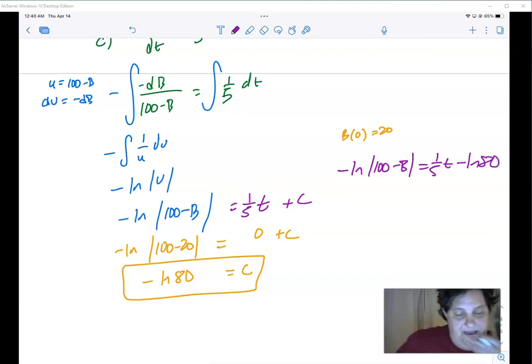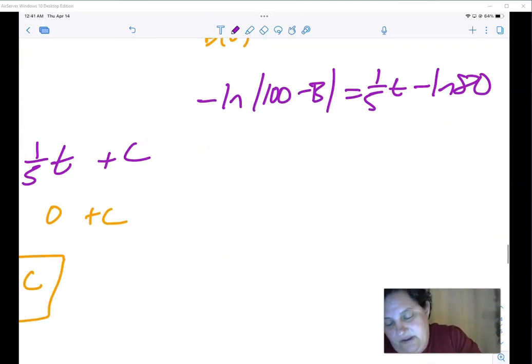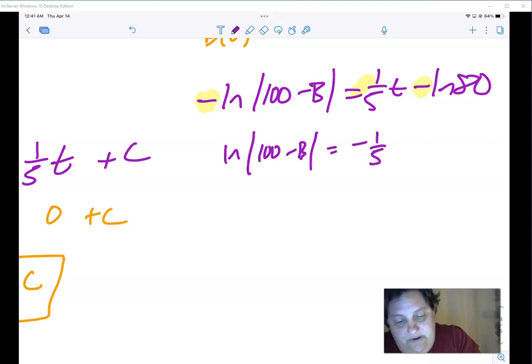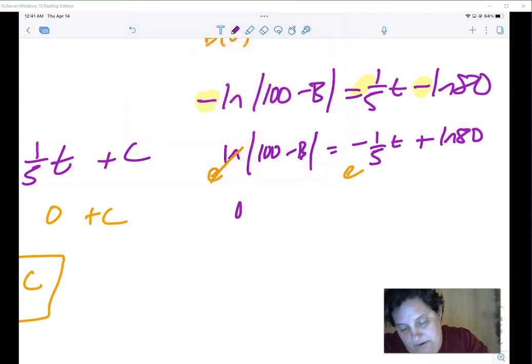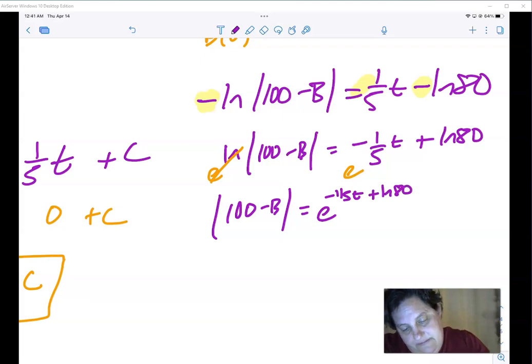Okay? I want to divide by a negative before I do anything else. When I divide by that negative, it'll change the sign of that and that. So the ln of 100 minus b is negative 1/5 t plus ln of 80. Okay? The way that I get rid of an ln is I e to both sides. That goes away. 100 minus b is e to the negative 1/5 t plus ln of 80.